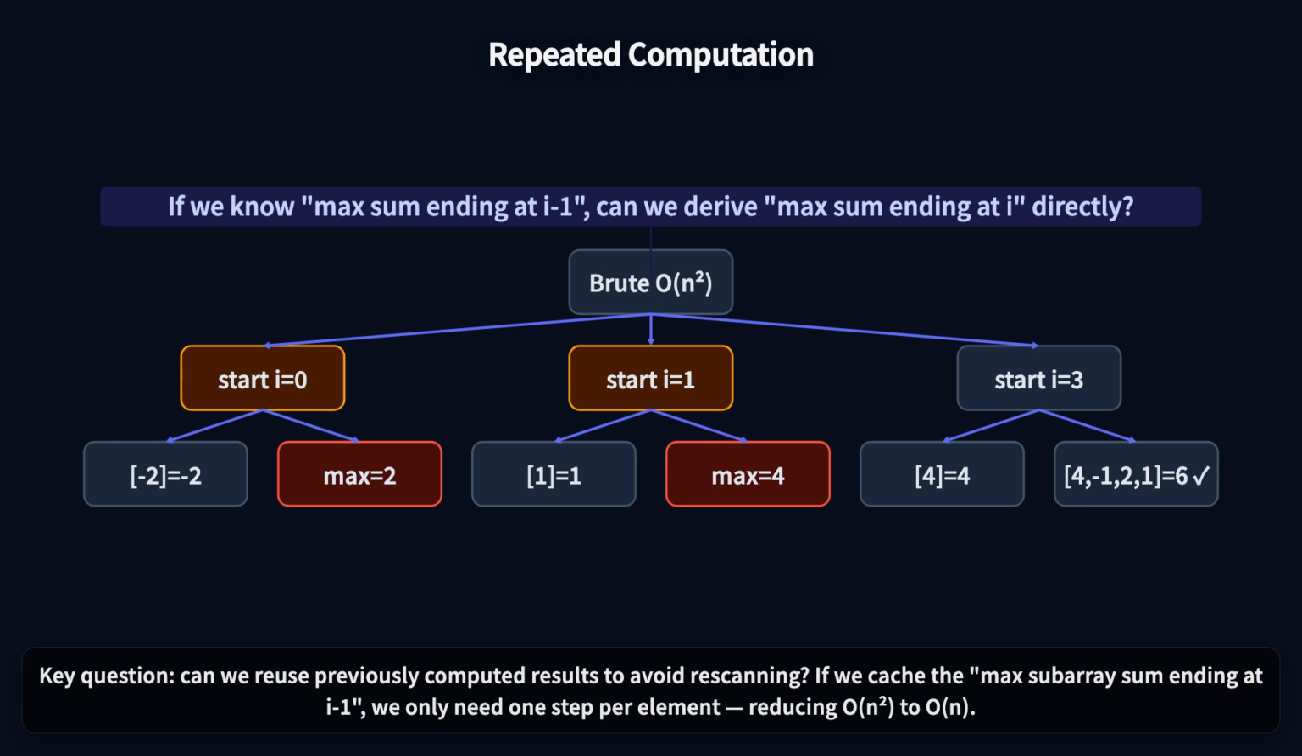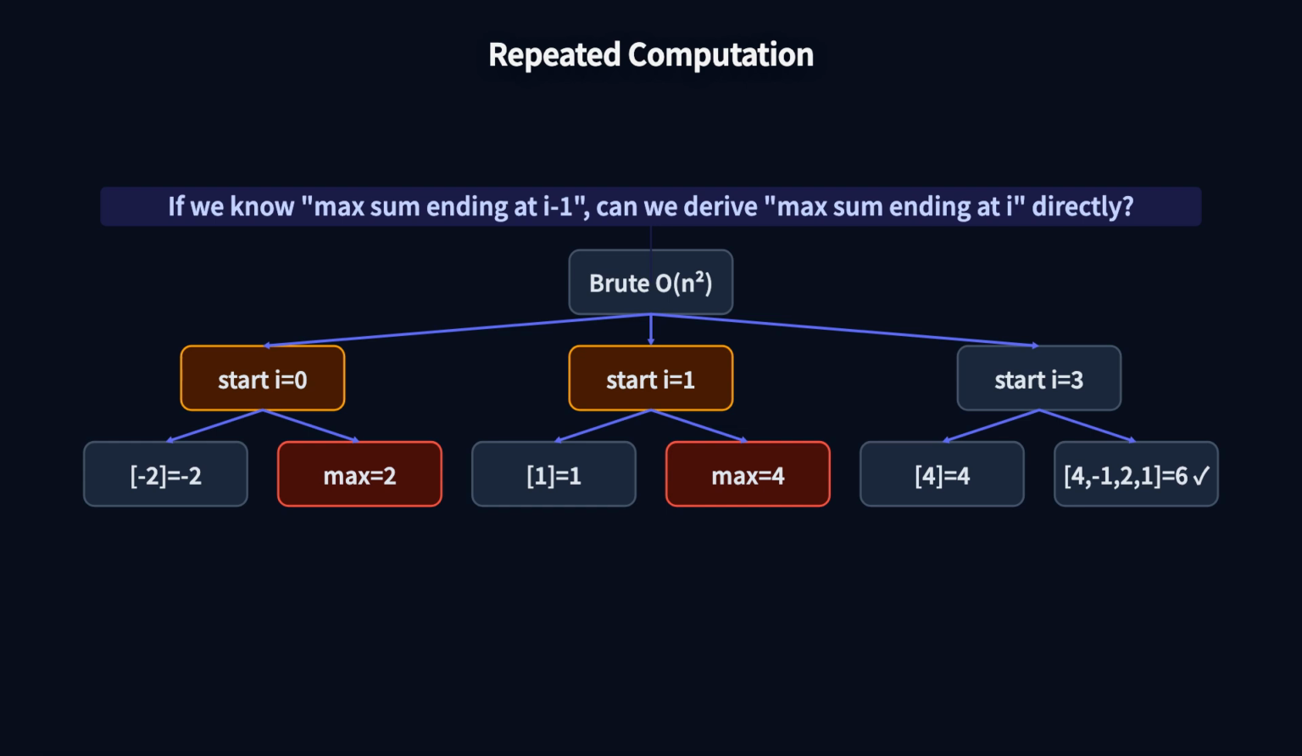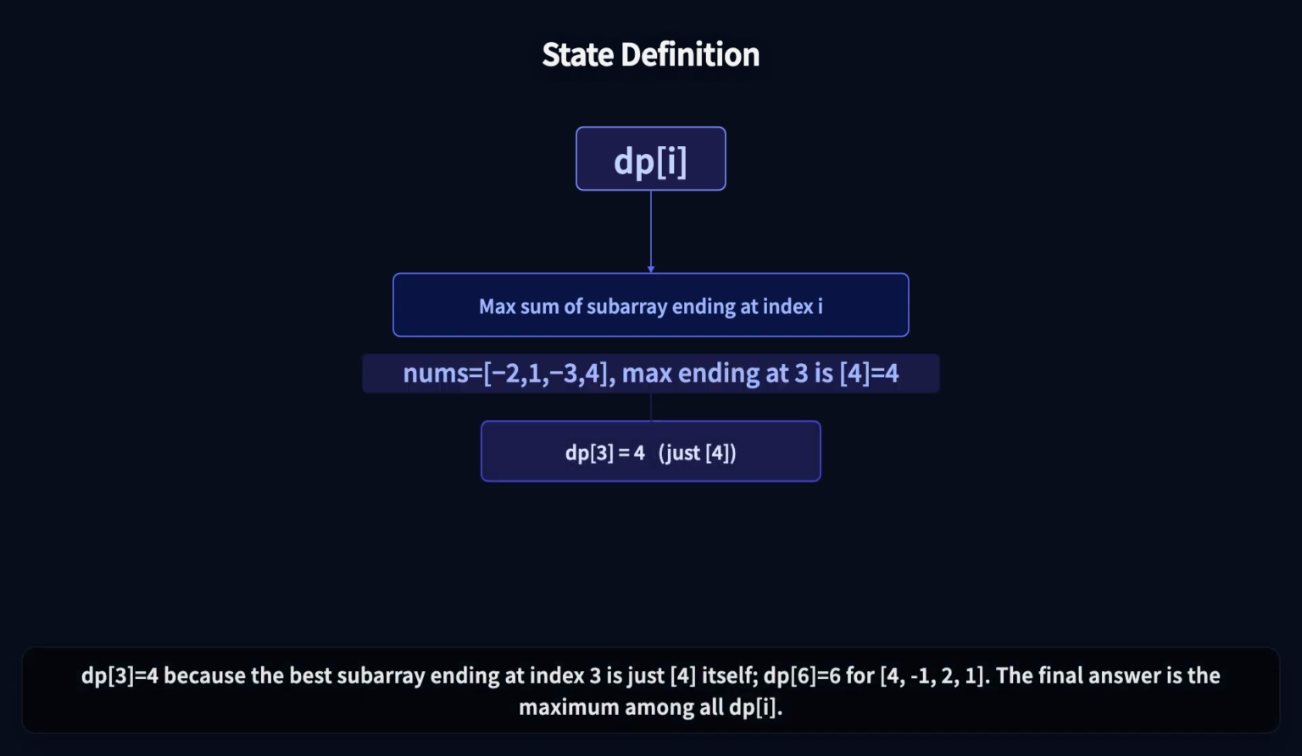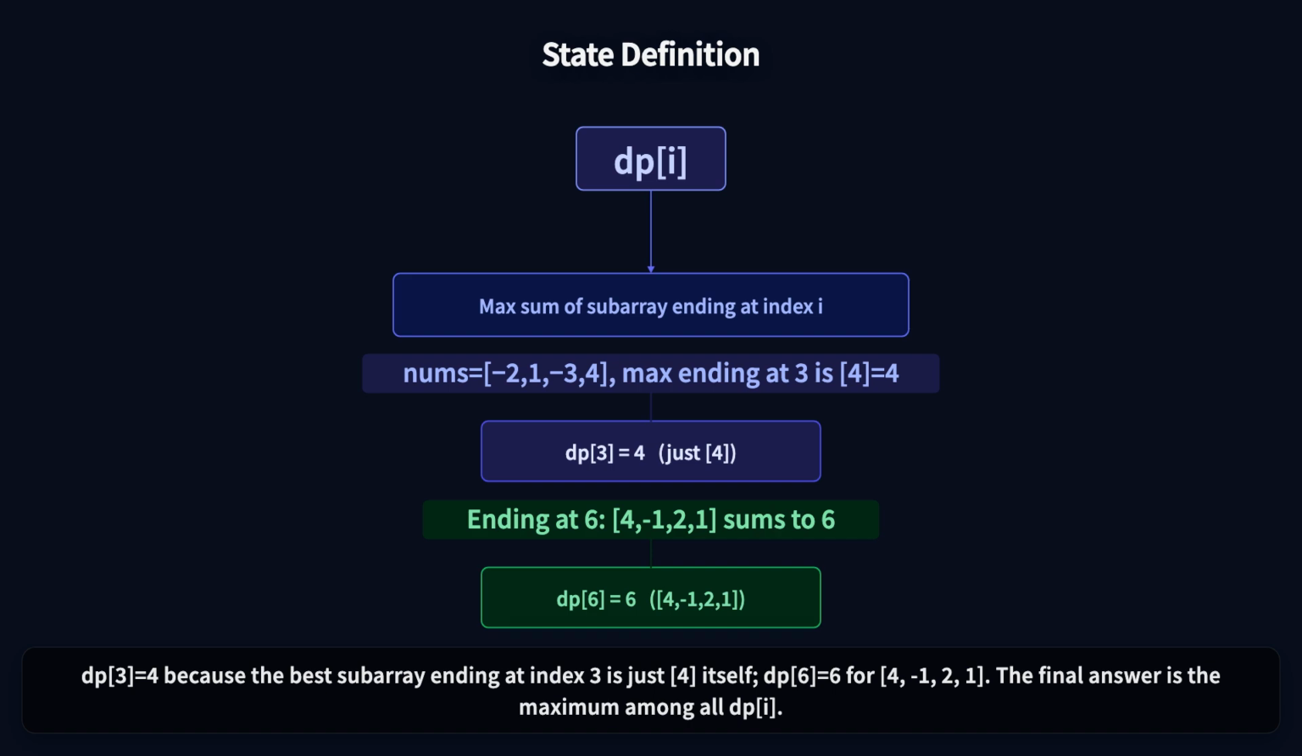If we cache the max subarray sum ending at i-1, we only need one step per element, reducing O(n²) to O(n). Define dp[i] as the maximum sum of a contiguous subarray ending at index i. Ending at i means the subarray must include nums[i], but can start anywhere from 0 to i. dp[3] equals 4, because the best subarray ending at index 3 is just 4 itself. dp[6] equals 6 for 4, -1, 2, 1. The final answer is the maximum among all dp[i].